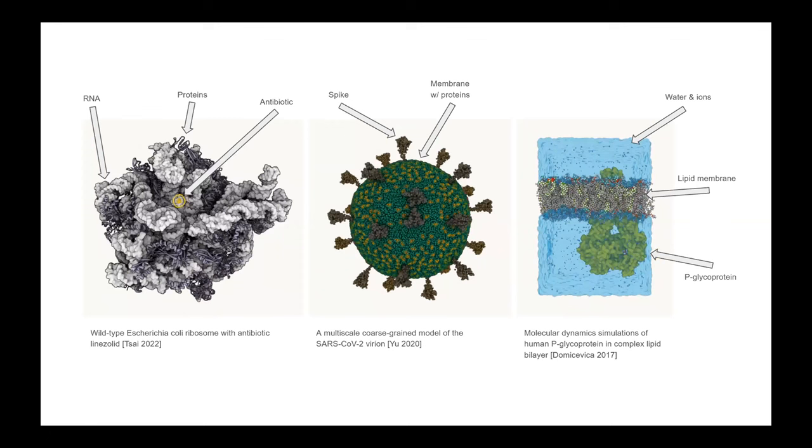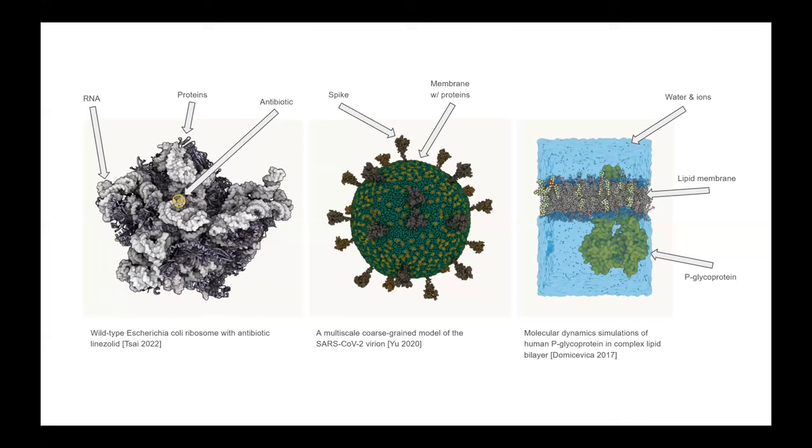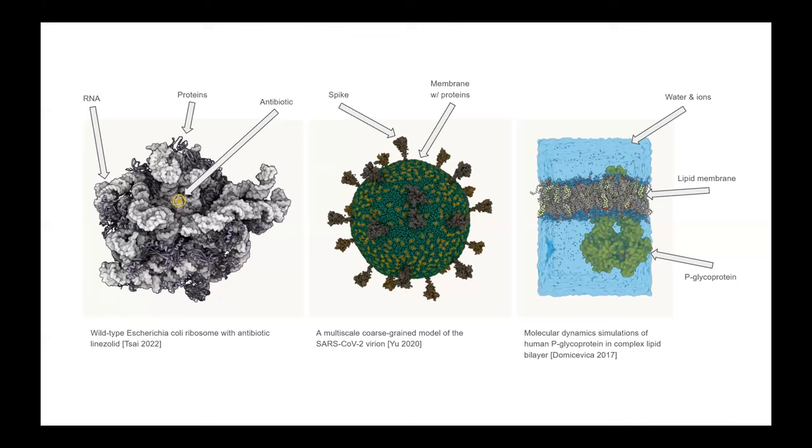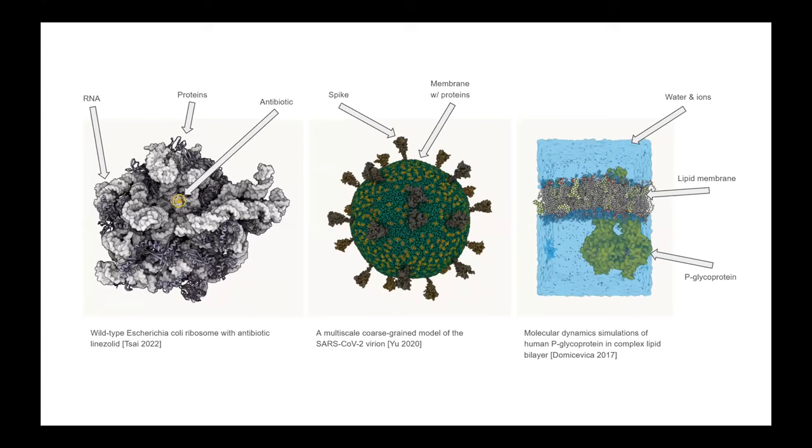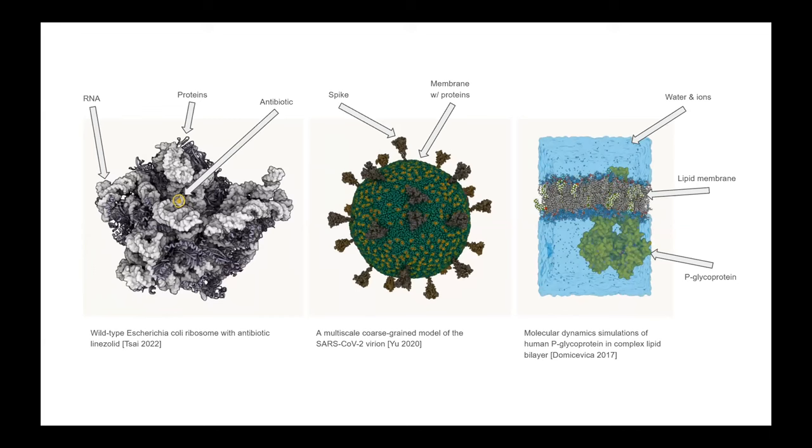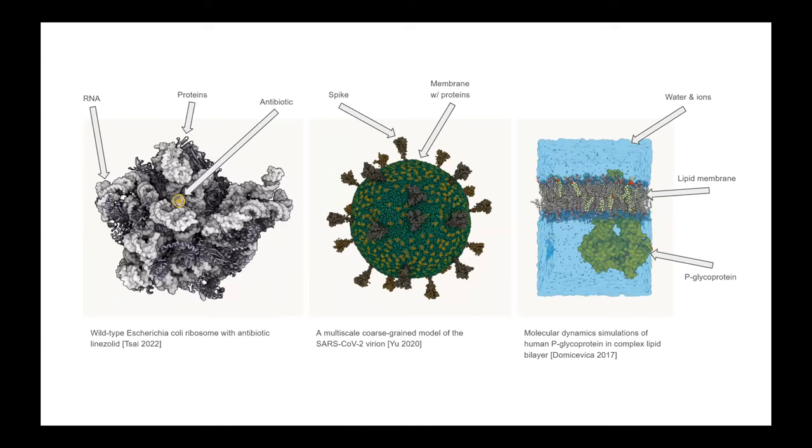So on the left you can see a big molecular machinery. It's a ribosome that creates all the proteins running things in our bodies. We've kind of thrown a wrench in there, a little antibiotic that stops it from working. It's a little thing, but it can stop the whole big machinery.